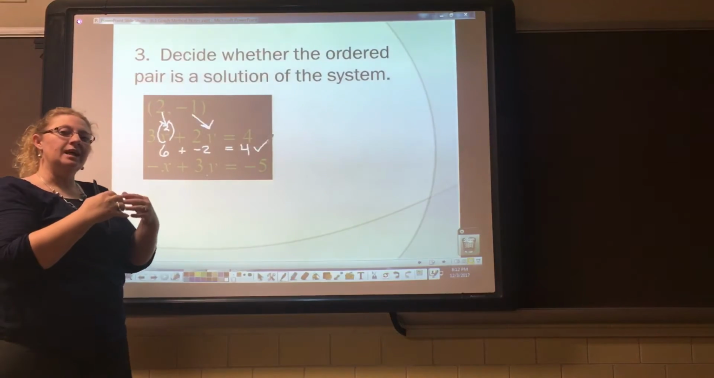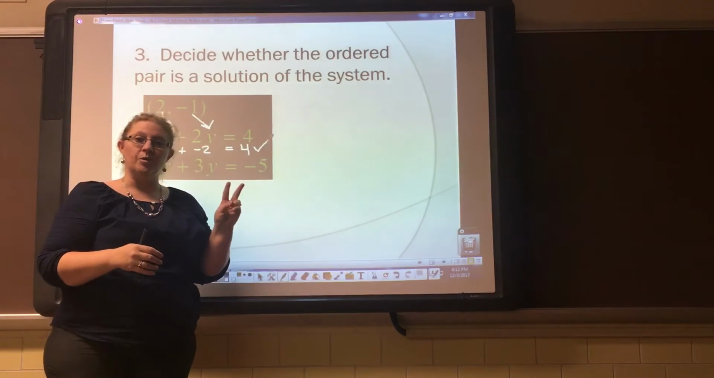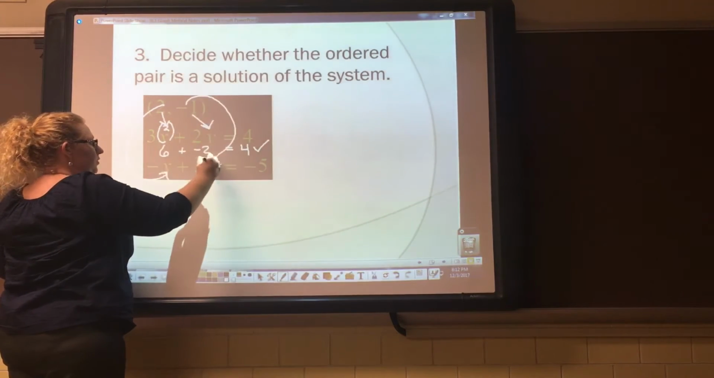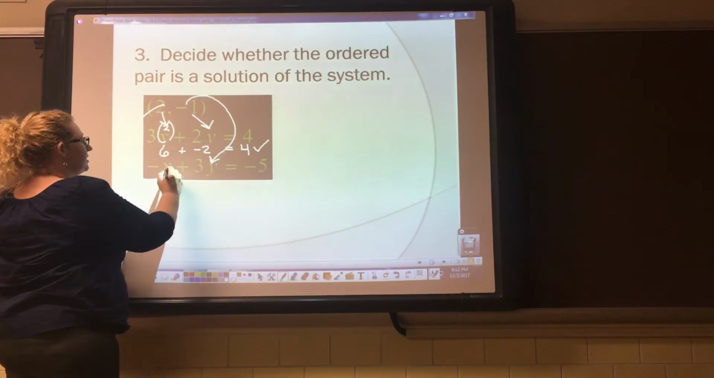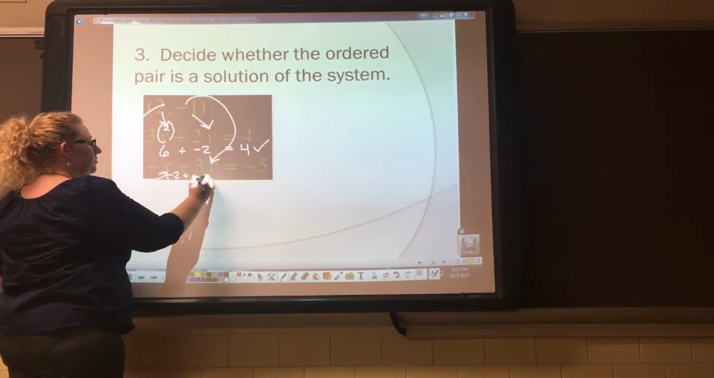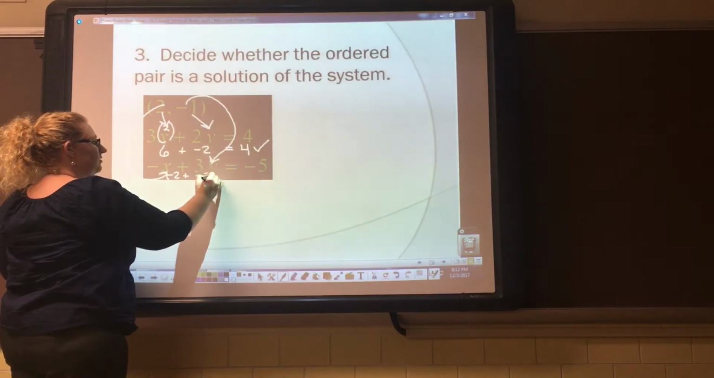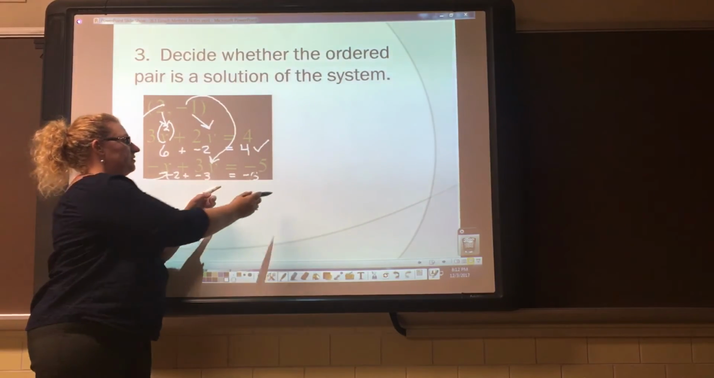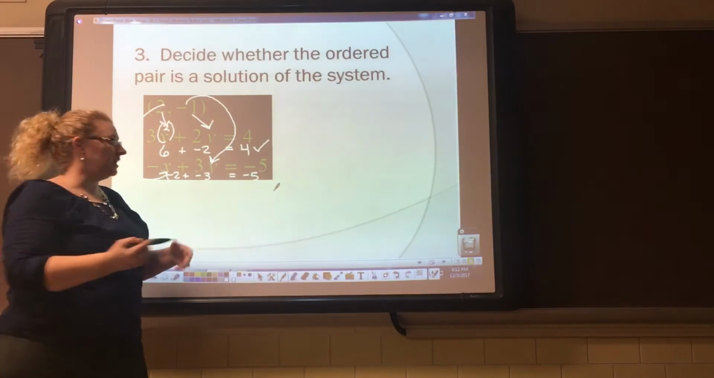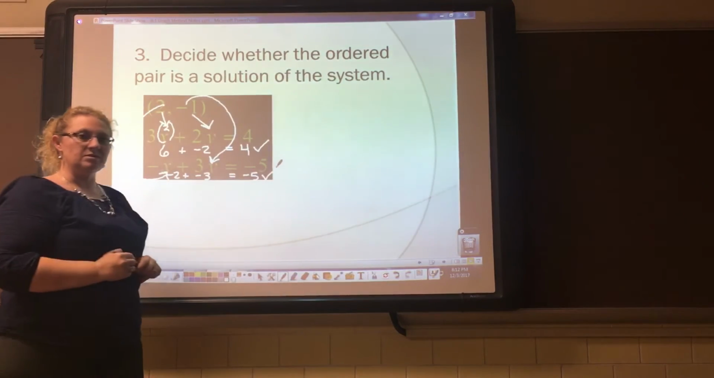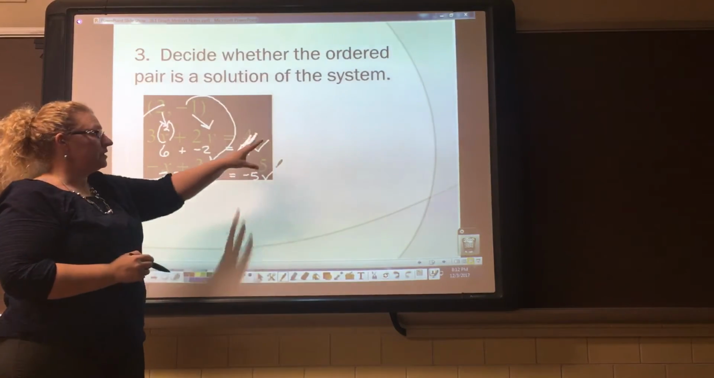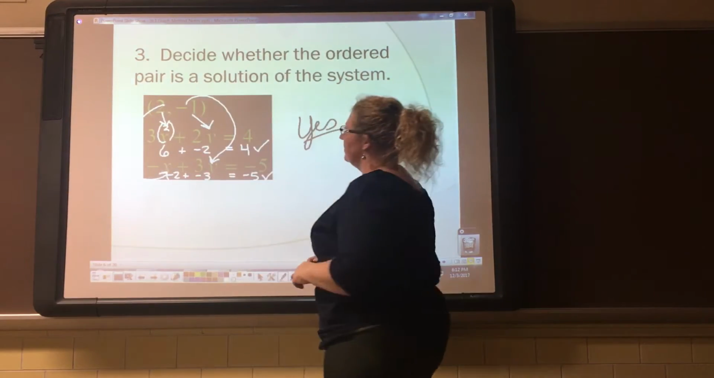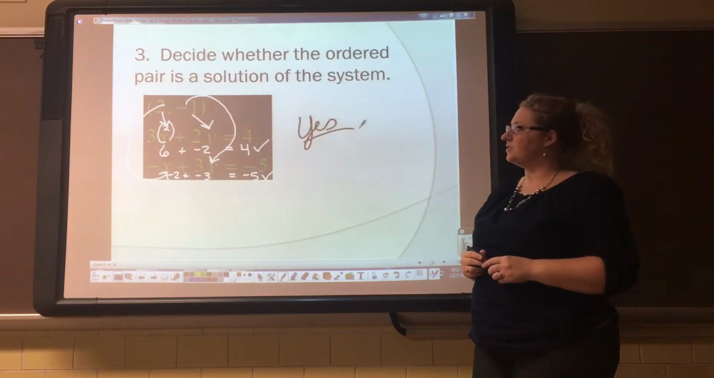But remember, for it to be a solution for the system, it has to work for both equations. So we're going to plug the 2 in for x and the -1 in for y for the second equation. So that's going to give us -2 plus 3 times -1 is -3, and at the end it says -5. So does -2 plus -3 equal -5? The answer is yes, therefore this one is a solution. All right, so I'd like for you guys to go ahead and put yes off to the side. So we know that this one is an ordered pair. It is a solution for this system.